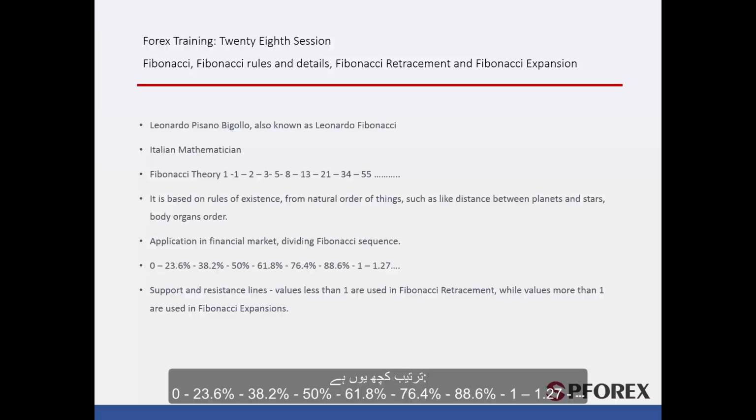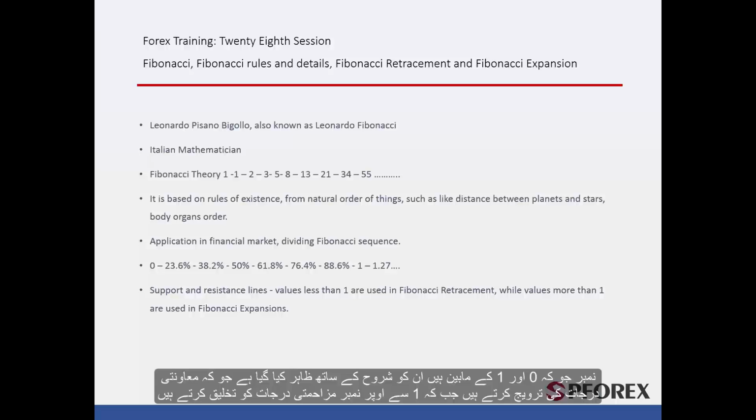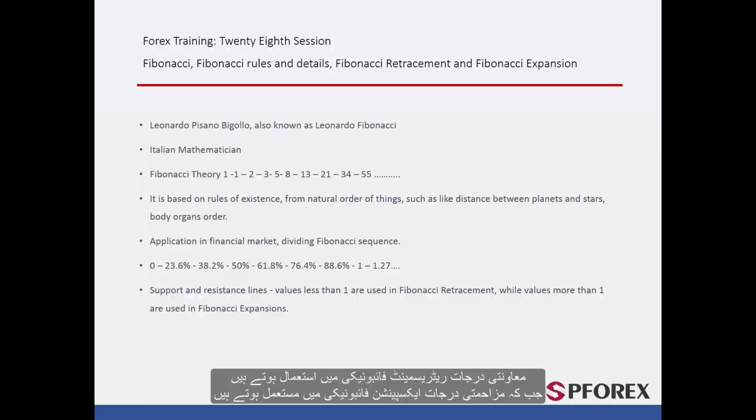The sequence is 0, 23.6%, 38.2%, 50%, 61.8%, 76.4%, 88.6%, 1, and 1.27. The numbers between 0 and 1 can be represented in percentages, which develop supportive levels, while numbers above 1 create resistance levels. The supportive levels are used in retracement Fibonacci, while resistance levels are used in expansion Fibonacci.